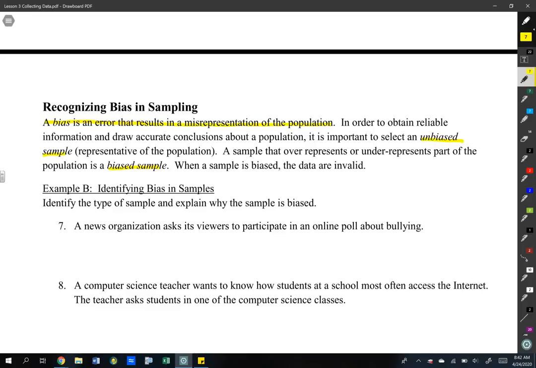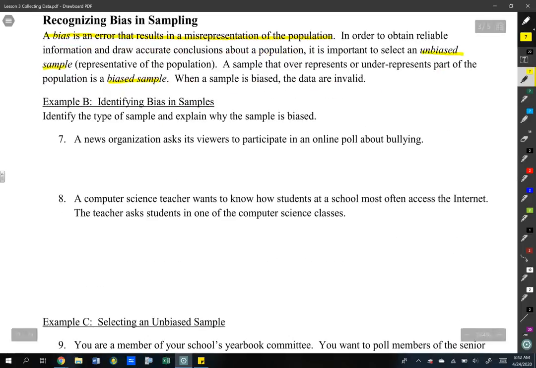All right, so we have some examples here, 7 and 8. Again, this is where I would pause the video and see if you can decide, first of all, the type of sample and whether it's biased or not. Number 7, a news organization asks its viewers to participate in an online poll about bullying. This is a case where viewers can choose whether or not to participate, so this is going to be self-selected.